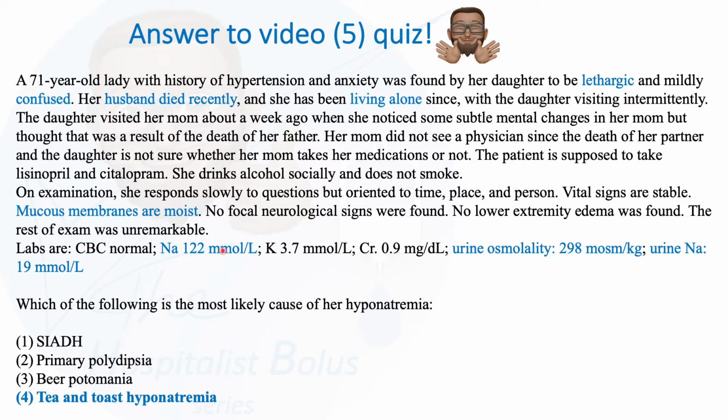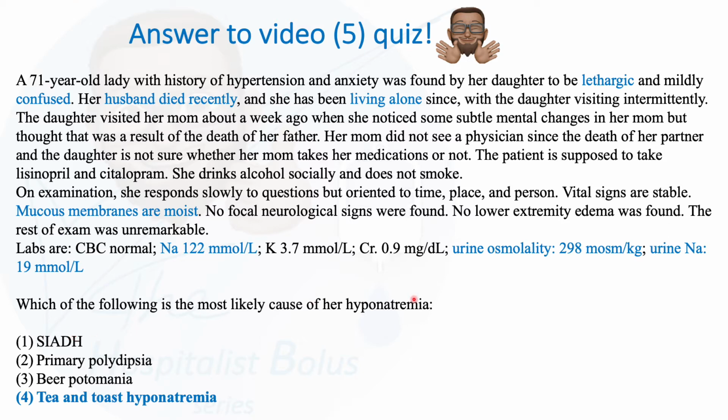Her sodium is 122, and she appeared to be euvolemic. She's not tachycardic, vital signs are okay, and mucous membranes are moist. Now, when you look at the urine osmolality, it's on the lower side, but it's still above 200, and urine sodium is also low. So that makes SIADH unlikely.